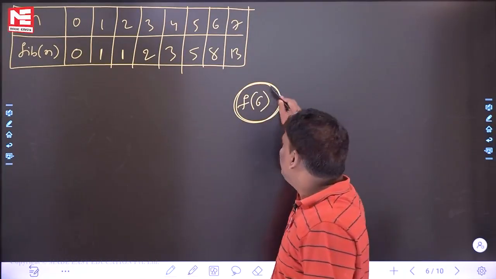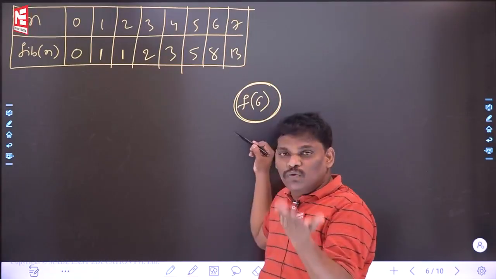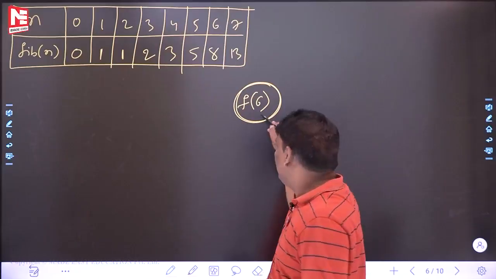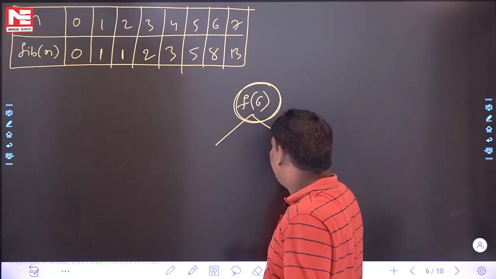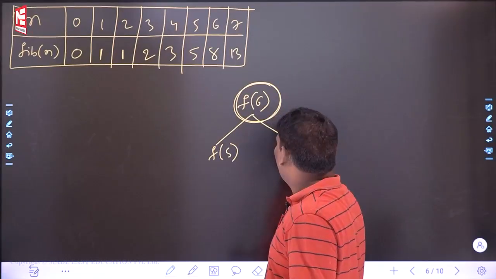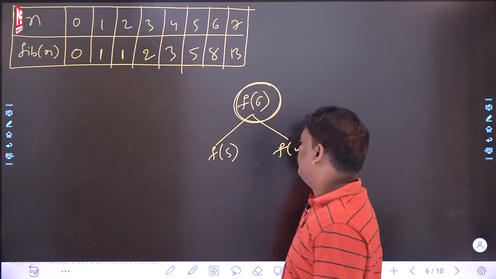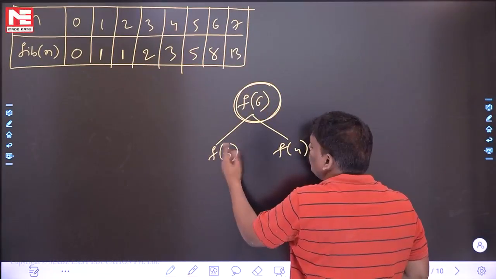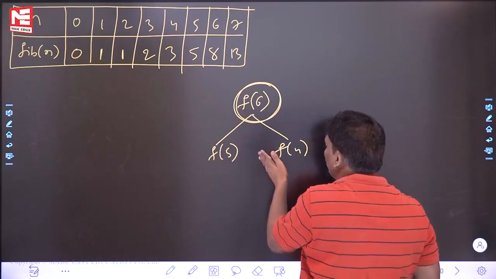Fibonacci of 6 means 8 elements you want to sort. The normal method will divide into 4 and 4, but he will divide Fibonacci of 6, which means 8 elements, into Fibonacci of 5 elements on one side and Fibonacci of 4 elements on the other side. Fibonacci of 6, how many? 8. It will be divided into Fibonacci of 5 on one side, Fibonacci of 4 on the other.